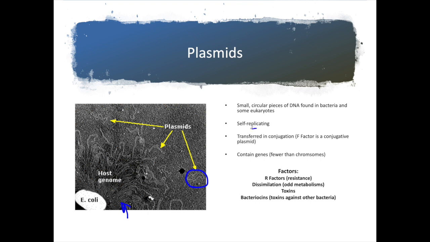These plasmids are self-replicating. They copy themselves, and so they can be transferred. So the cell does not have to be dividing for a plasmid to replicate. Plasmids are the common form of genetic material that are transferred during conjugation, and plasmids contain far fewer genes than chromosomes do. The genes they do contain tend to be what are called factors, such as resistance factors for antibiotic and disinfectant resistance, different forms of metabolism, something called dissimilation, genes for toxins, and genes for toxins against other bacteria. These are referred to as bacteriocins.